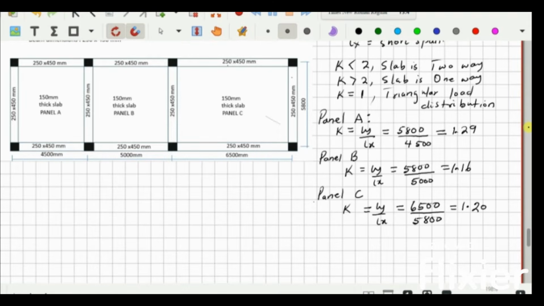So for panel A, the aspect ratio is less than 2, same as panel B, and panel C as well, the aspect ratio is less than 2. So we can say the three panels are all two-way slabs. So we can say panel A, B, and C are two-way slabs.